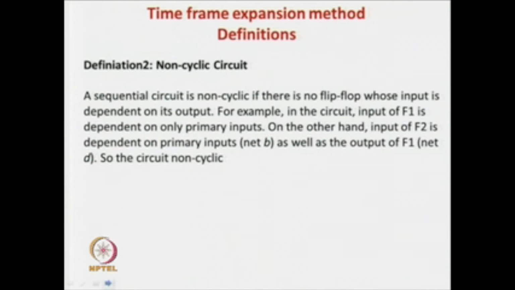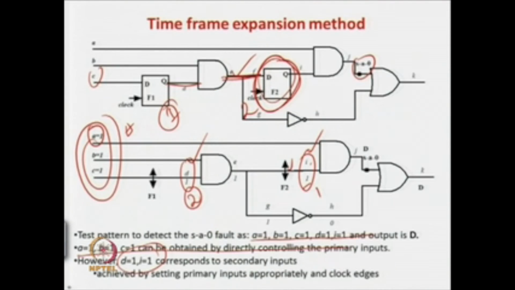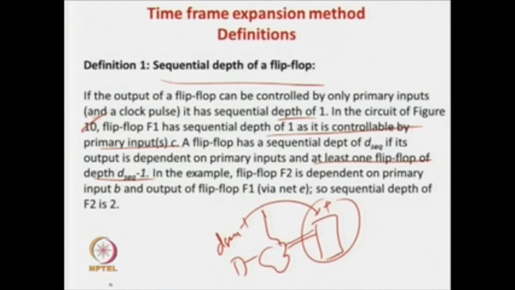So, the first flip flops you consider are those dependent directly on primary inputs; that will have value 1. Then you find the next set of flip flops which are dependent on primary inputs and on all those flip flops whose sequential depth is 1. So, their value will be 2 and you can keep on doing it. So, in our example this one has a depth 1 and this one has a depth 2. So, that is the next definition we have got, correct.